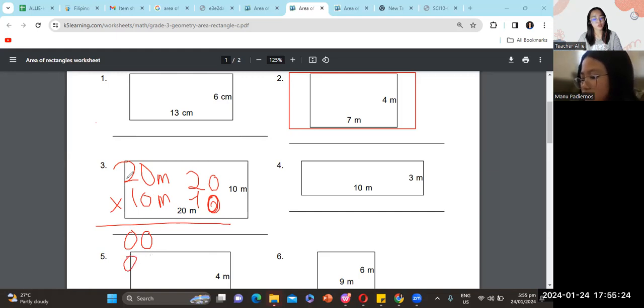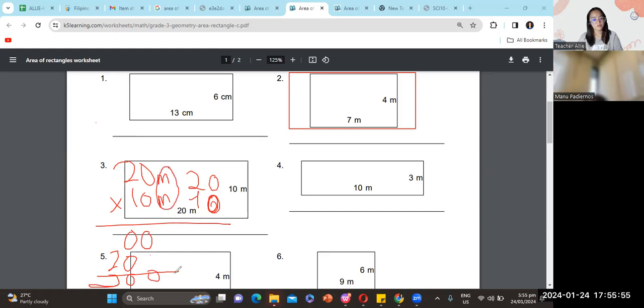Next, 1 times 2. You get 2. Yes. So you're going to write it down here, 2. So the answer is 200. You bring down 0, another 0, and bring down 2 as well. And for the m, of course you have to multiply that, so that's going to be m squared. So what's the answer?